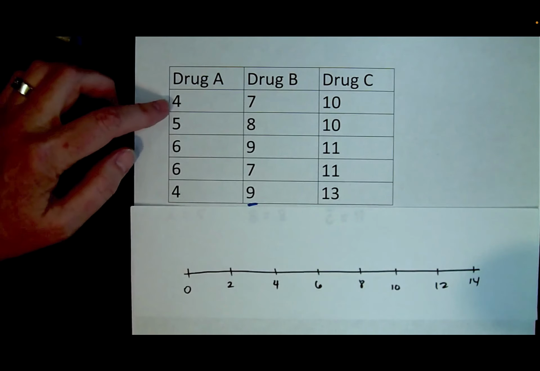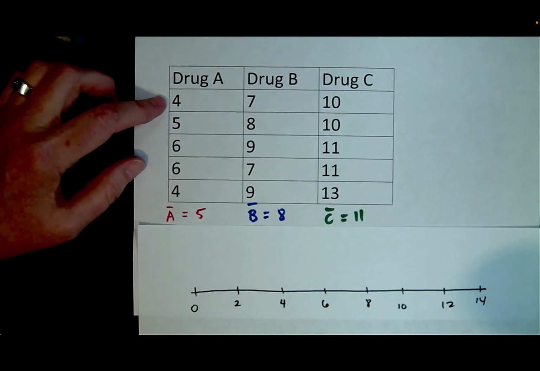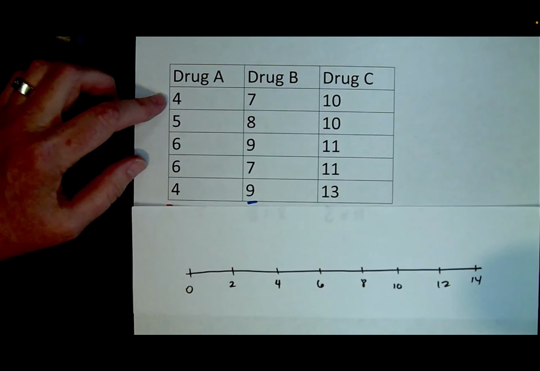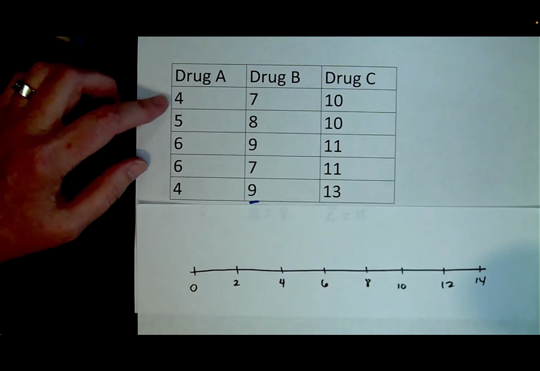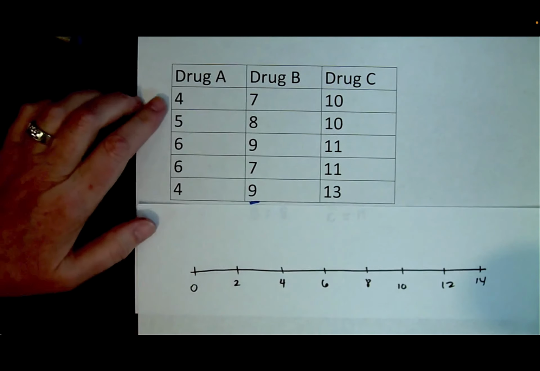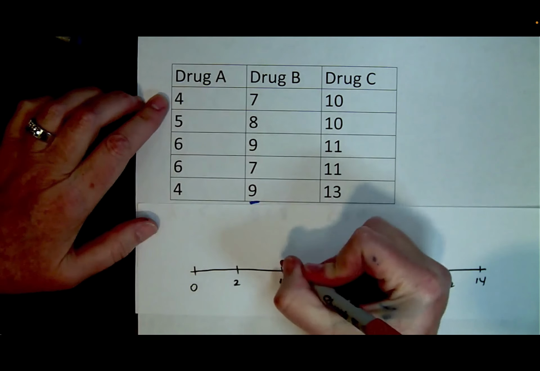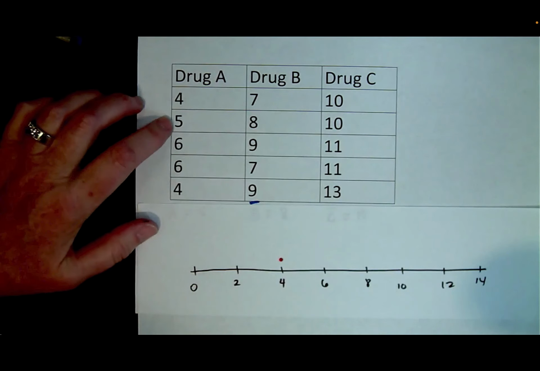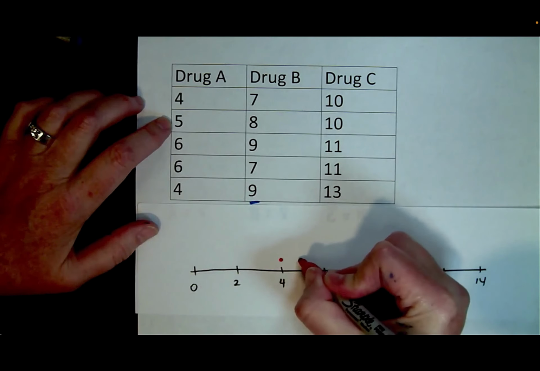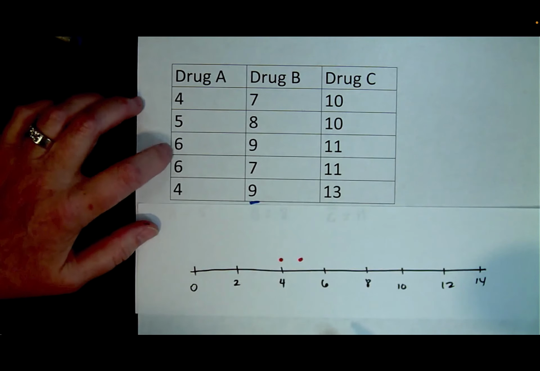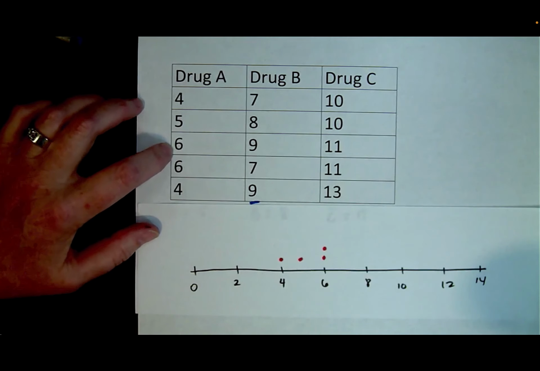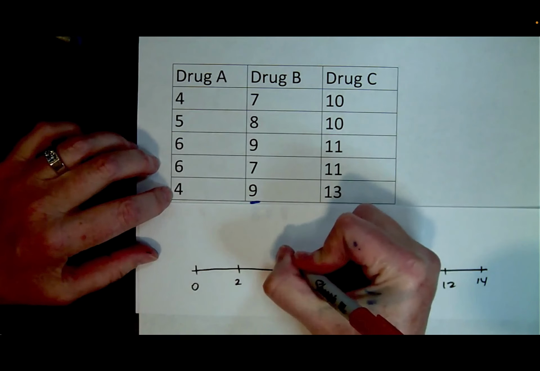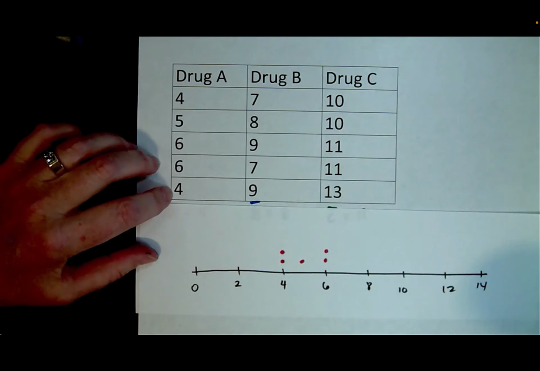So for drug A, and I'm using red for drug A, doesn't matter how you color code things, but it might be easier to follow along if you use the same colors I do. But anyway, so drug A, one person had a response measurement of 4, so I'm going to put a dot above the 4 that's red. One person in that sample had a response of 5, so I'm going to put a red dot above the 5. Then we had 2 that had 6s, so I'll put 2 dots above the 6, and then one more person that's a 4, so I'll put another red dot above the 4.